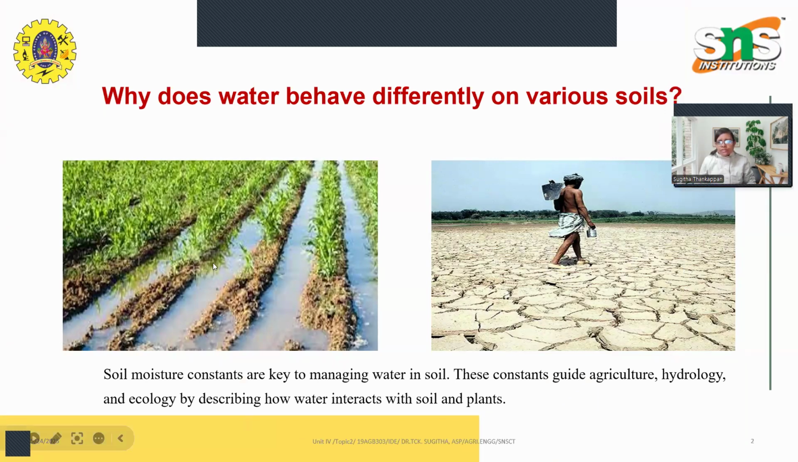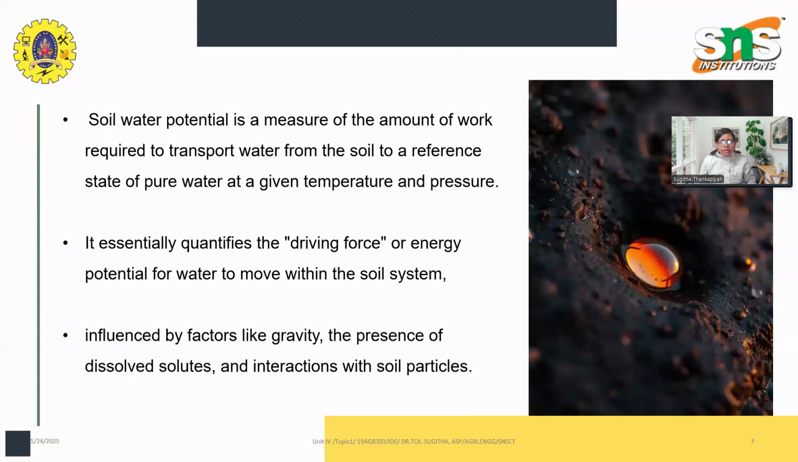If you closely observe these two pictures, you can imagine why water behaves differently on various soils. On one side, there is flooding, and on another side, there is a drought. So here, the soil moisture constant plays a crucial role in managing the water in the soil. This constant guides agriculture, hydrology, as well as ecology by helping us understand how water interacts with the soil and the plants. So what is soil water potential?